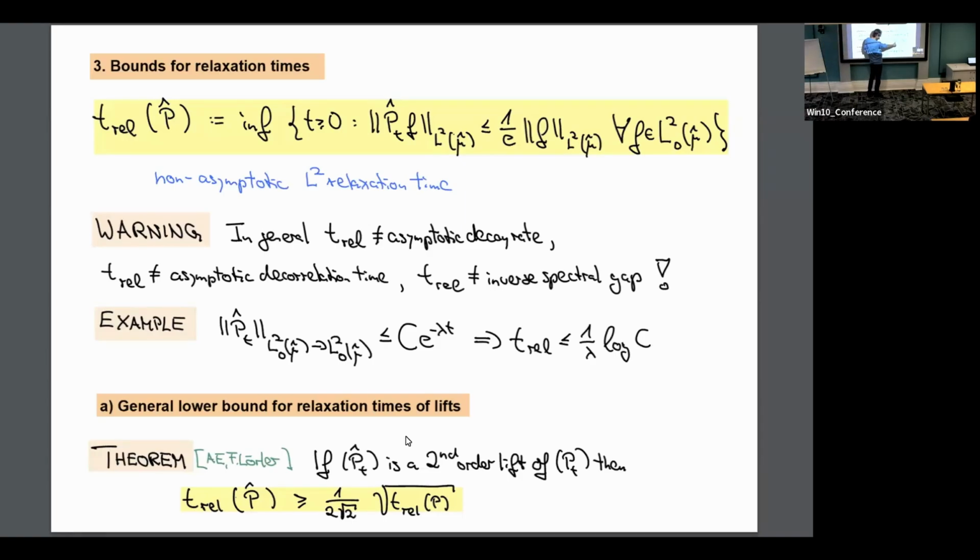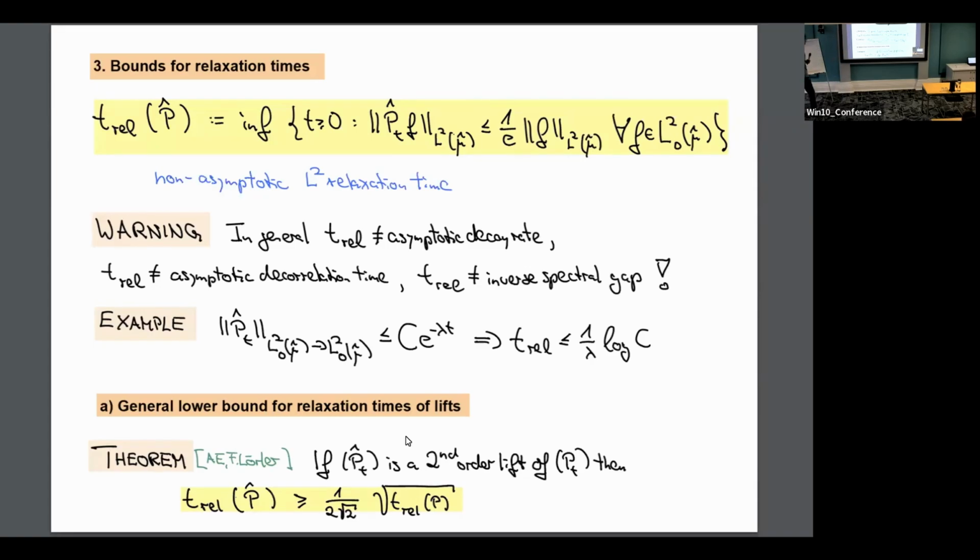And so, for example, our relaxation time would be bounded by 1 over lambda times the logarithm of c. And so you see the logarithm of c also comes into play here. So this constant in front comes into play if you look at the non-asymptotic relaxation time. It doesn't matter if you look at the asymptotic rate, which would just be lambda. So in that sense, this concept is somehow like mixing times. For mixing times, you also look at these non-asymptotic things, and here you do the same for the L2 norm instead of the total variation norm. Okay, so that's our concept of relaxation times.